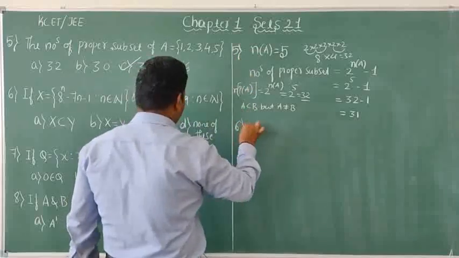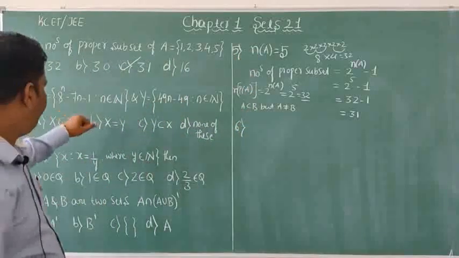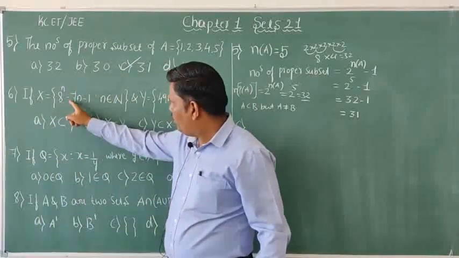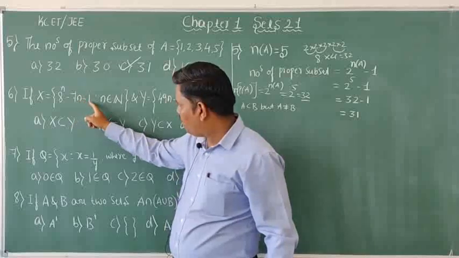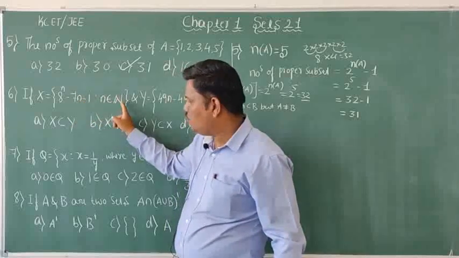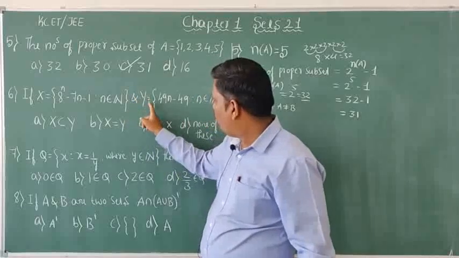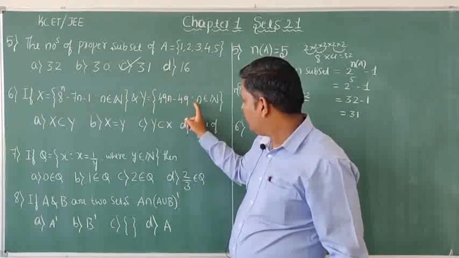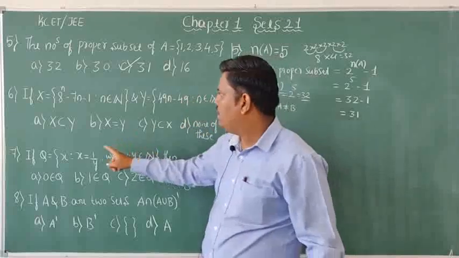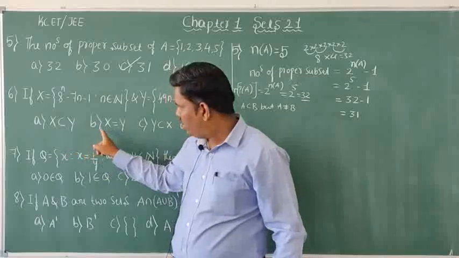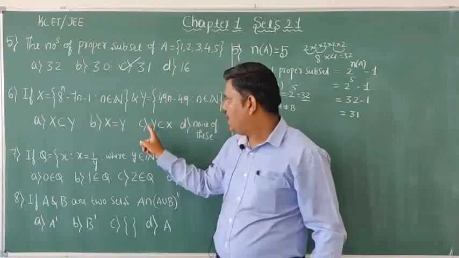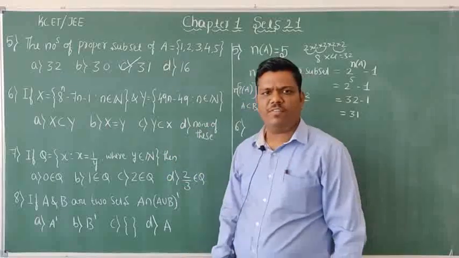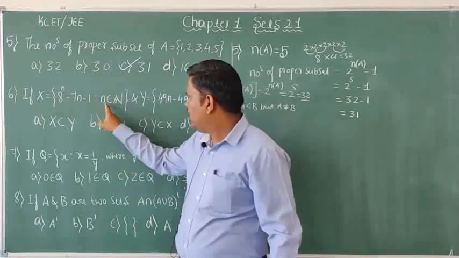Next, question number 6. Observe. If x is equal to 8 to the power n minus 7n minus 1, such that n belongs to natural numbers, and y is equal to 49n minus 49, such that n belongs to N, then option A: x is a subset of y, B: x is equal to y, C: y is a subset of x, and D: none of these. First you have to put n is equal to 1.